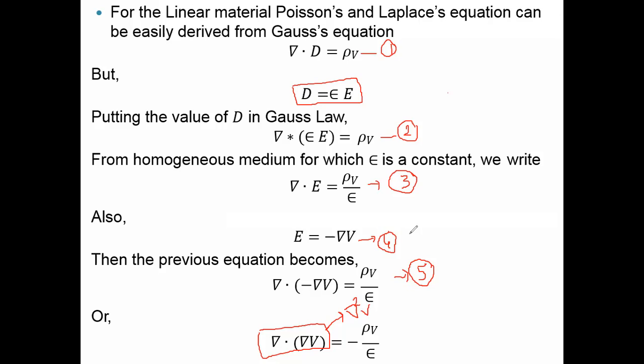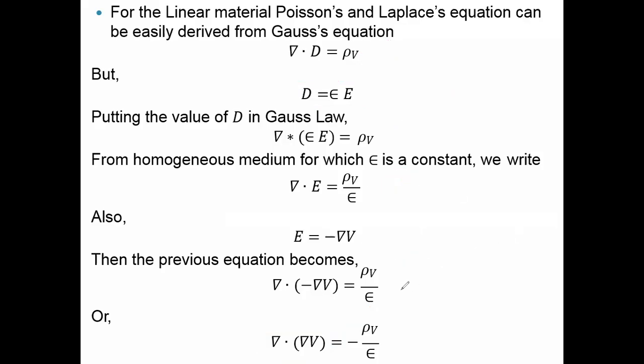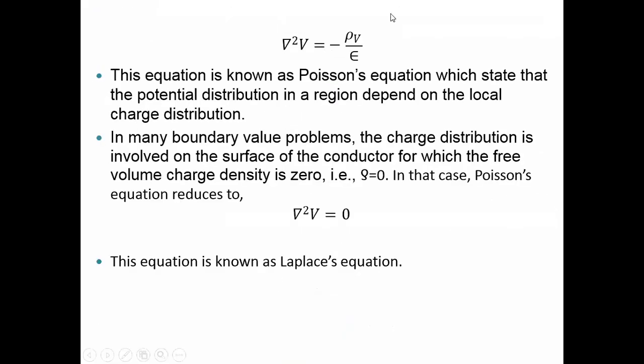So be very careful here, because this may be asked sometimes to match. So del square v is equal to minus of rho v upon epsilon naught. So this final equation is known as Poisson's equation. So what is the Poisson's equation? And this operator del square is known as the Laplacian operator.